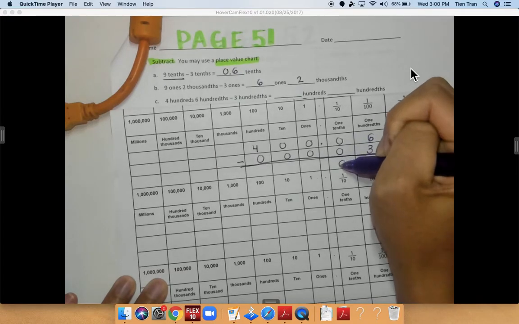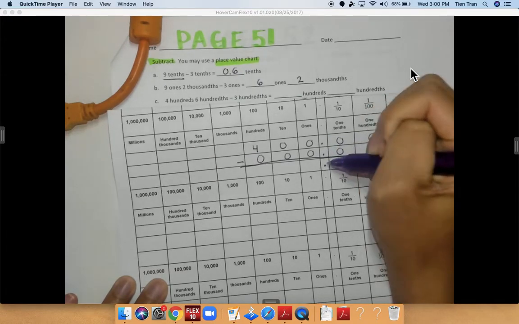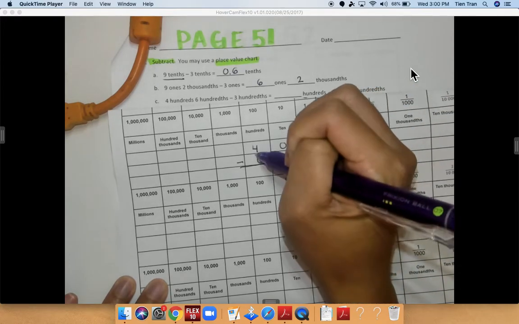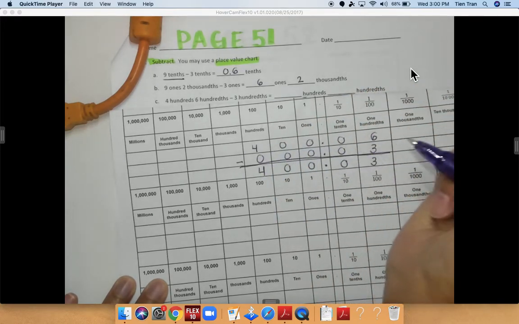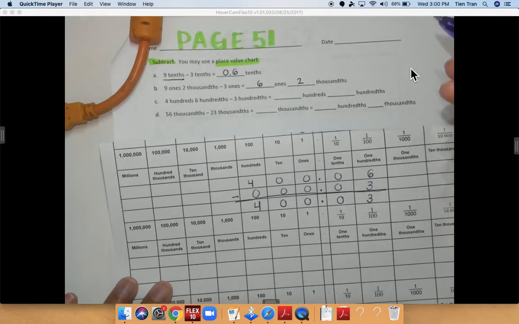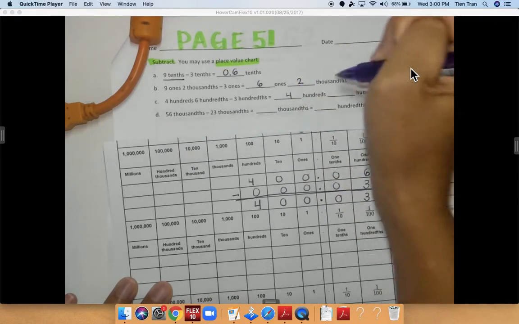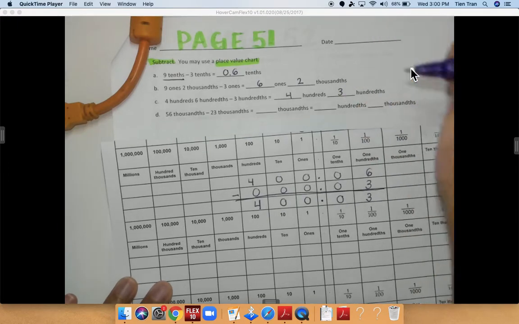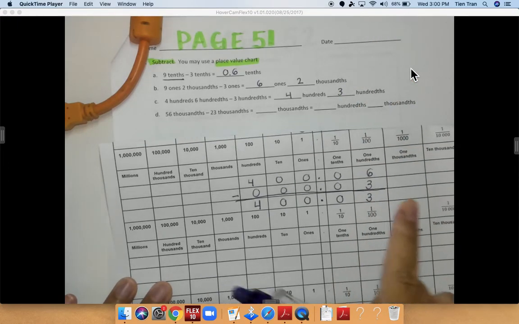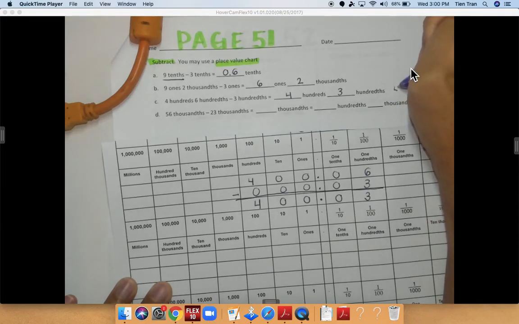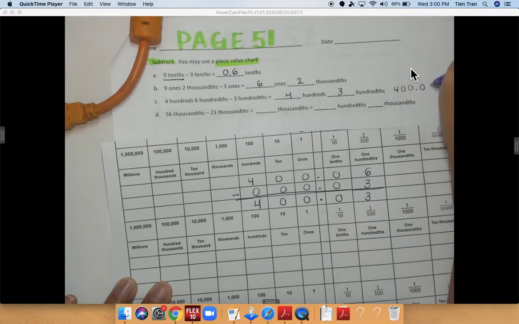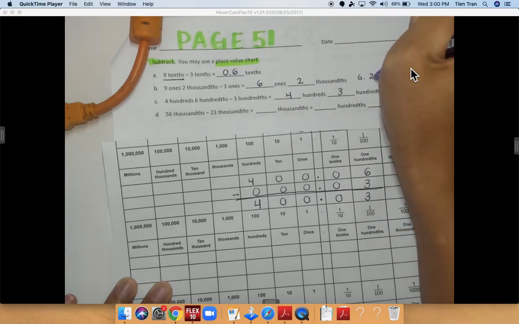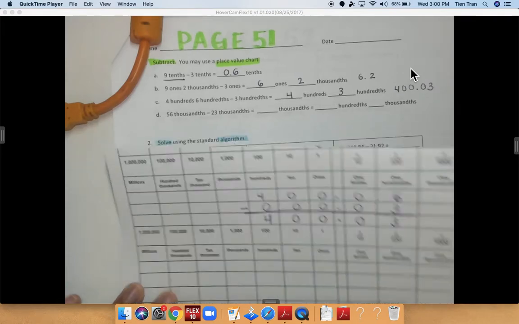6 minus 3 is equal to 3. 0 minus 0 is 0. Bring down my decimal. 0 minus 0 is 0. 0 minus 0 is 0. 4 minus 0 is equal to 4. So my final answer is going to be 4 hundredths and 3 hundredths. See that? The little 3 hundredths. Technically, you can even put your answer over here, if it helps you remember. And I'm going to do the same thing over here so you guys can see that clearly.